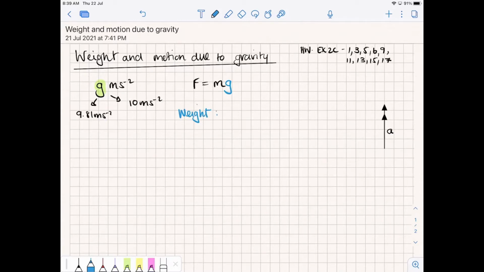So if we want to think about the force exerted on you by the center of the earth, what is this force due to gravity? Well, we can say that the weight of an object, the force exerted by gravity, is just equal to the mass of the object times gravitation. This is where working with the number 10 really does make life so much easier for us from a mathematical point of view.